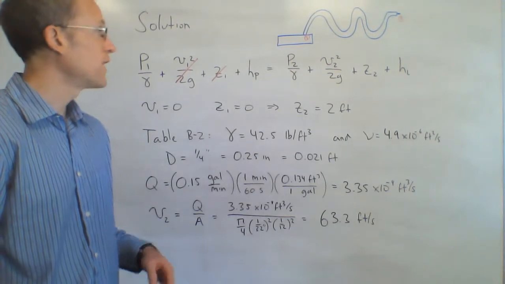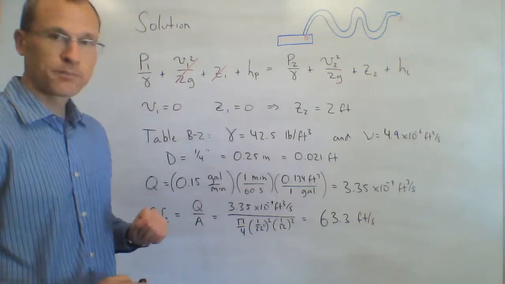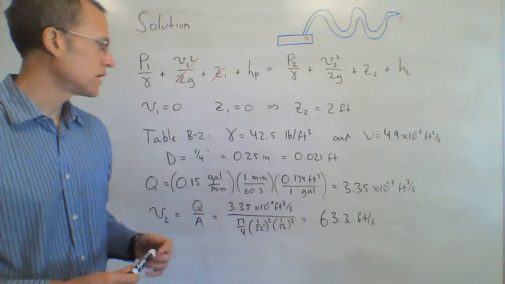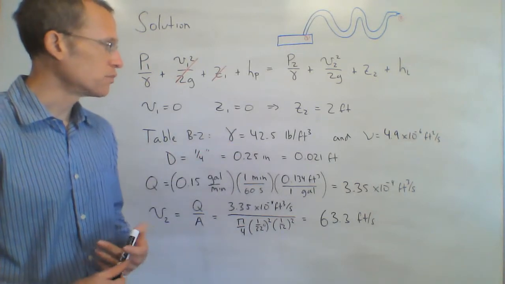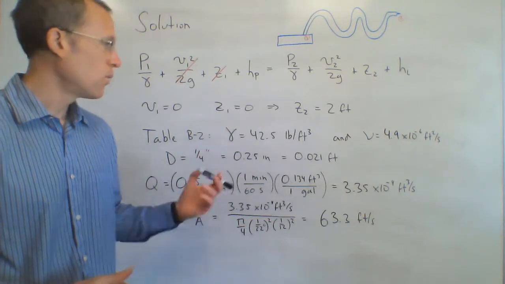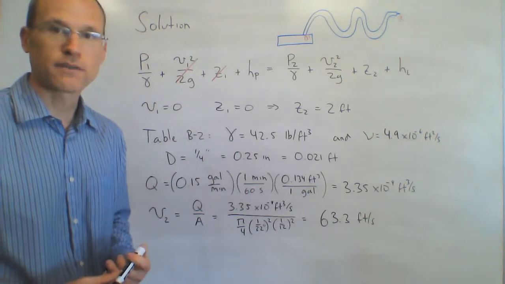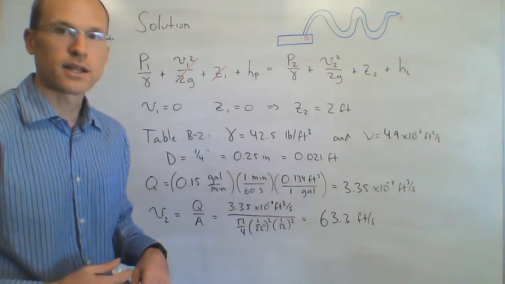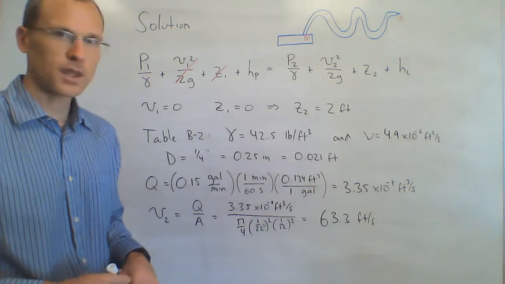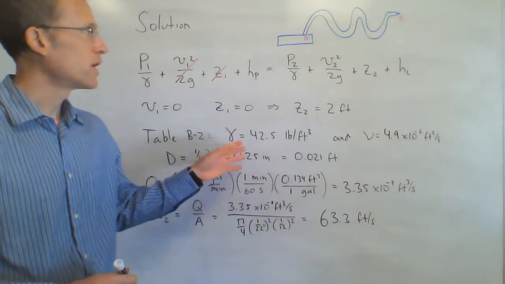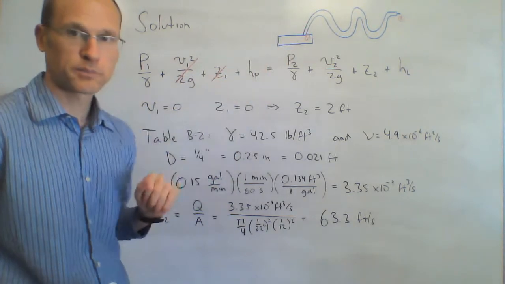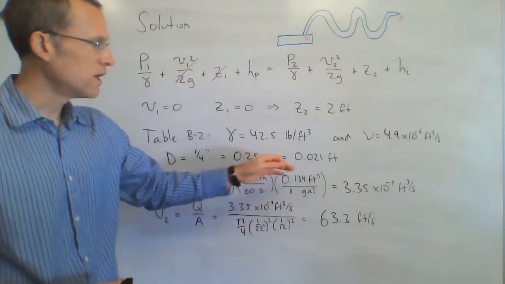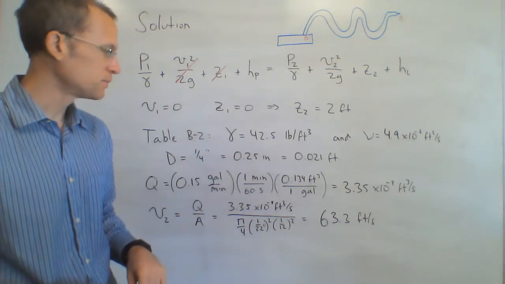So now to find a whole bunch of values that I need. So again, gamma, find that in back of the book. For gasoline, table V2, gamma value of 42.5 pounds per cubic foot. While I'm there, I'm going to eventually need the kinematic viscosity as well when I find the head loss. So that is 4.9 times 10 to the negative 6 feet squared per second. Diameter, when I do the head loss, is in this 1/4 inch pipe. So I'm going to need that as 0.25 inches. You can divide by 12, get that into feet, 0.021 feet.